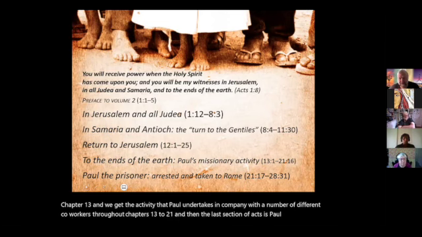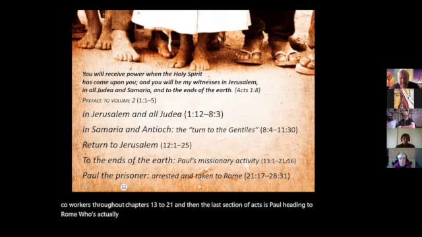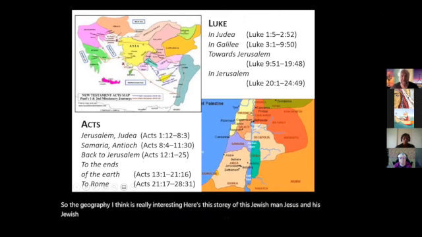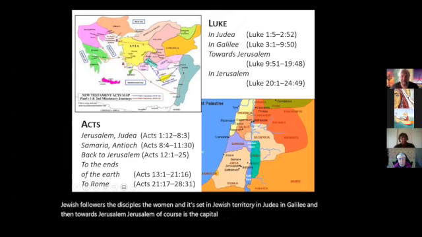He's actually arrested and tried and taken to Rome as a prisoner. So the geography, I think, is really interesting. Here's this story of this Jewish man, Jesus, and his Jewish followers, the disciples, the women, and it's set in Jewish territory in Judea, in Galilee, and then towards Jerusalem. Jerusalem, of course, is the capital of Israel, the capital of the Jewish people.